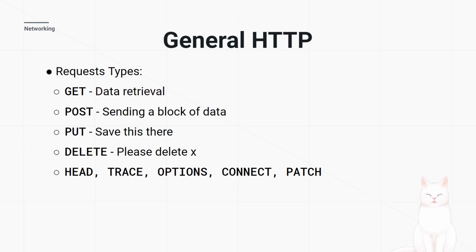HTTP has several request types that you'll find. GET for data retrieval. If you're getting information from a website, this is the first thing that happens. This is where the HTML will download and whatnot. And then if you hit an endpoint with a GET request, you'll get the data that you requested. POST is similar. You send a block of data to whatever HTTP endpoint you want.